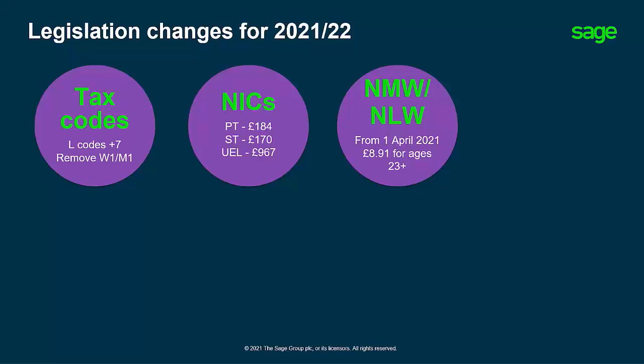From the 1st of April 2021, the maximum amount of national minimum wage and national living wage is £8.91, and that is for ages 23 plus. Now that is a change, as in prior years that rate has been applicable for people aged 25 and above, but it's now applicable for ages 23 and above.